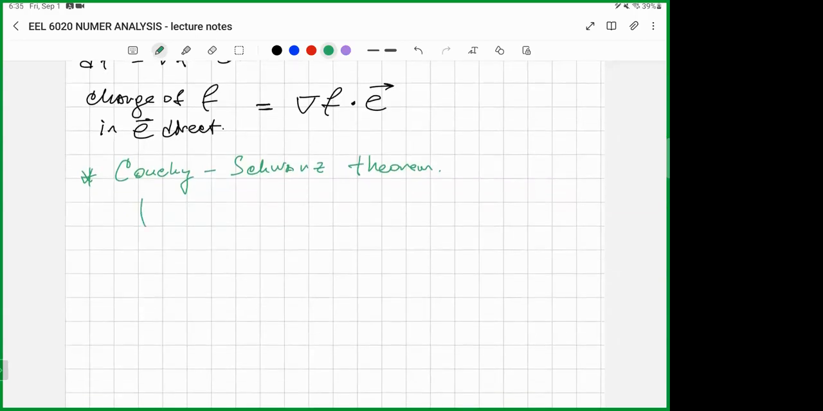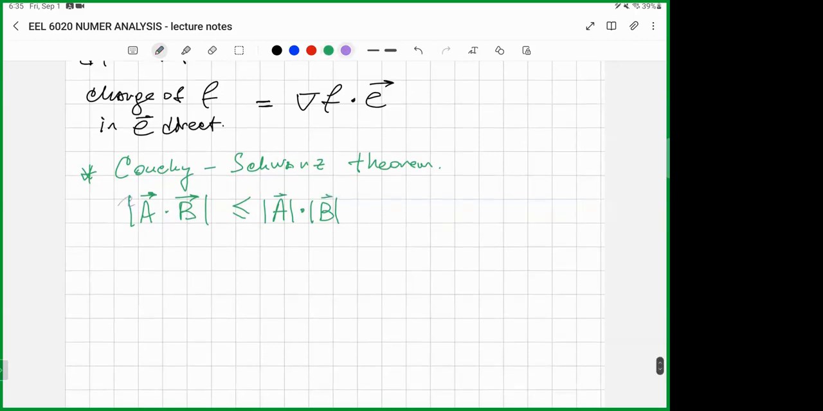It basically states that if I have an inner product of two vectors like A and B, I can take the absolute value of this product of two vectors, and this absolute value is less than or equal to the product of the absolute values of each of the vectors.